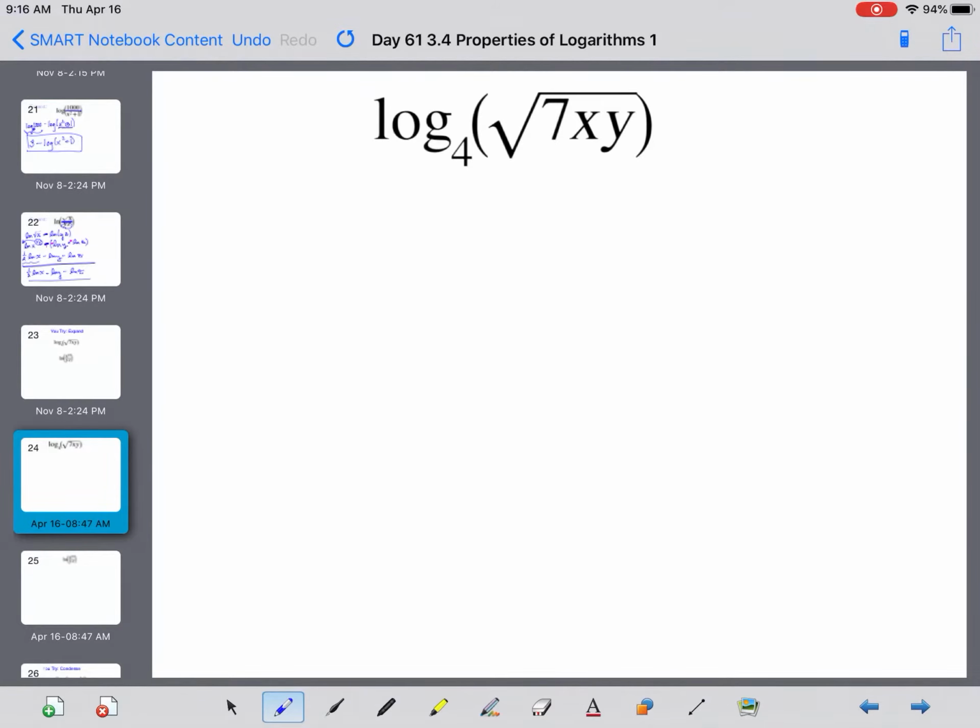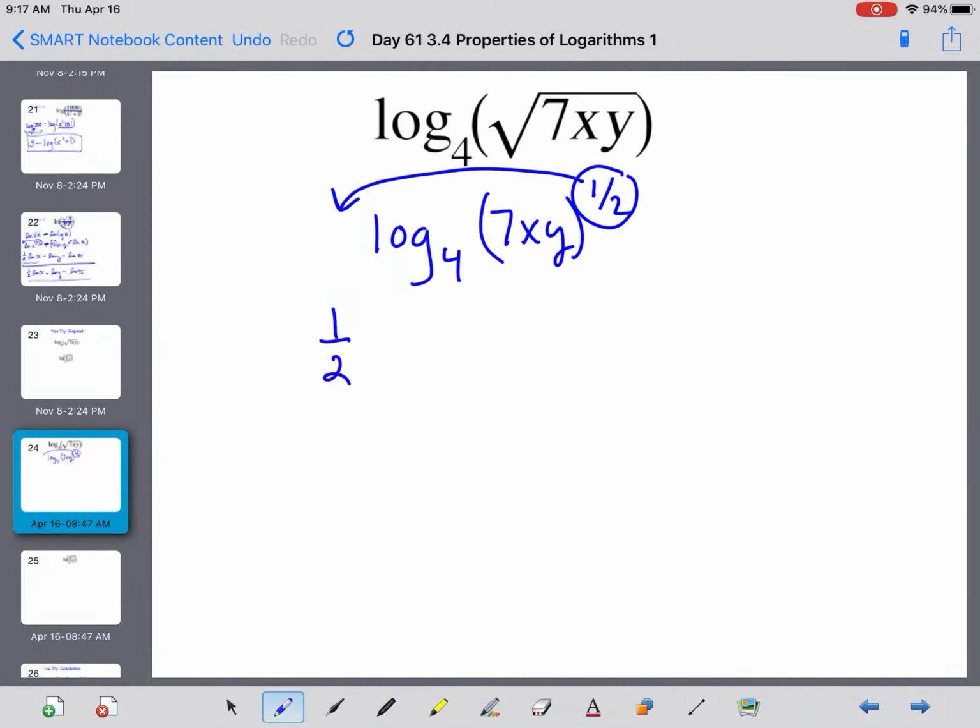All right, hopefully you had a chance to look at these. So let's take a look at the first one. I notice 7xy is all being taken the square root, so I can rewrite that as 7xy all raised to the 1/2 power. Now, if I see that 1/2 out there, I can go ahead and use my property and drop that out front. So this would be 1/2 log base 4 of 7xy.